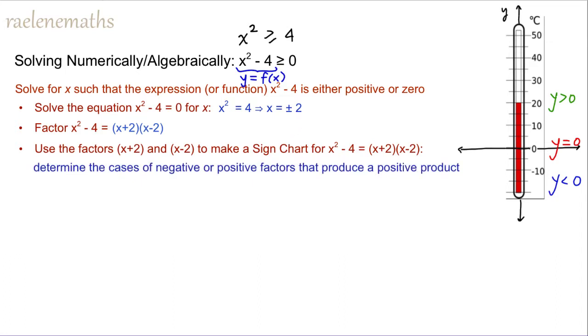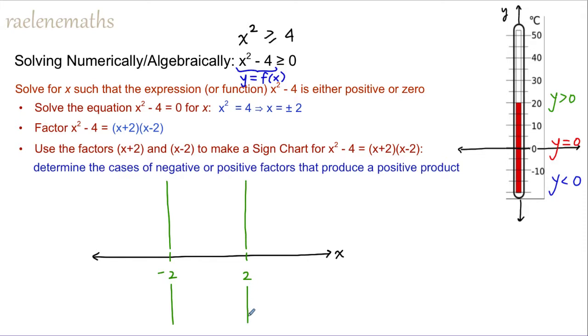I like to do it by setting up an x-axis. And on that x-axis, I'm going to put the two roots that I found, the negative 2 and the positive 2. And I'm going to create 3 regions from those 2 intersection points. And so this is helping me to create a chart. And I know that I have 2 factors, so I need 2 rows. And I'm going to write those factors of x plus 2 and x minus 2 here.